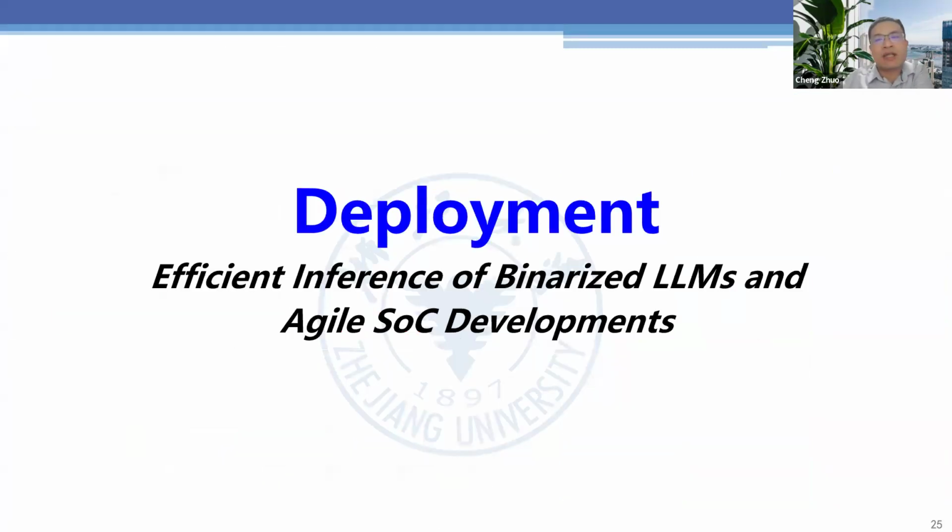The second part of my talk is on the deployment side. We look at how to do efficient inference of binarized LLMs and agile SoC development.